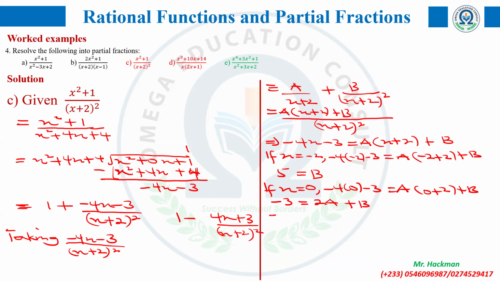And now this implies that we substitute, we know the b. So minus 3 is equal to 2a plus b, and b is 5. So you now move this one to this side. So that will give you minus 3 minus what? Minus 5, which will give us 2a is equal to minus 8.